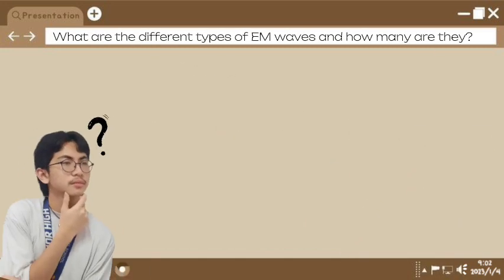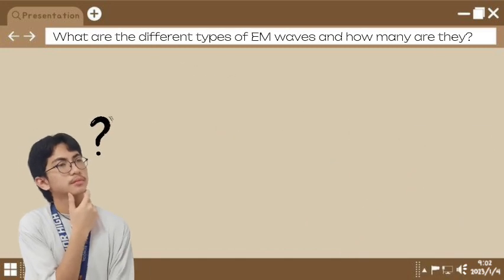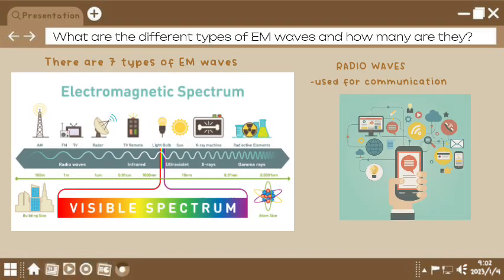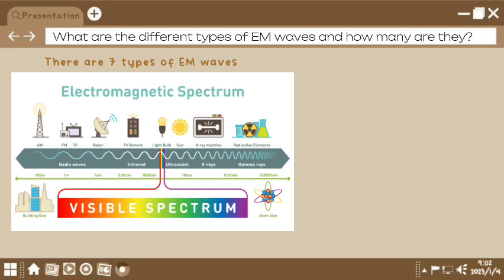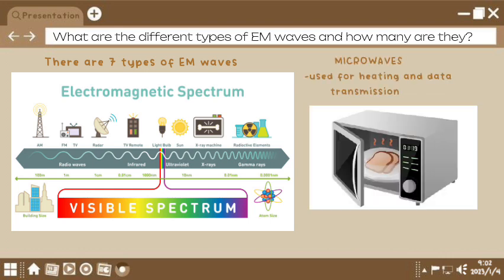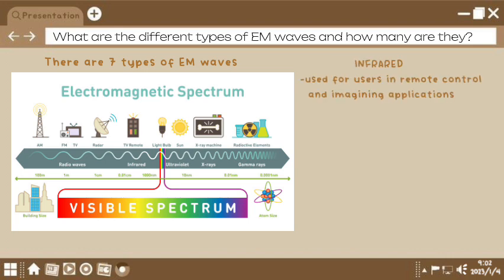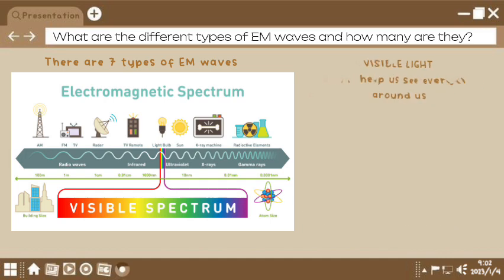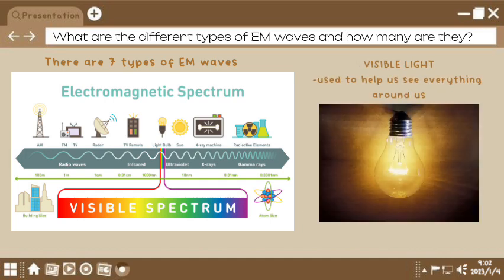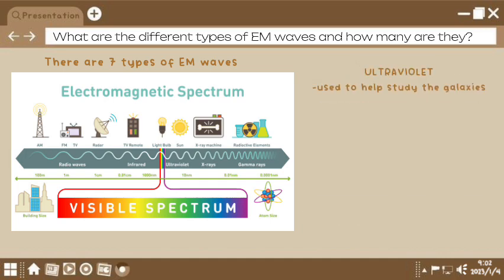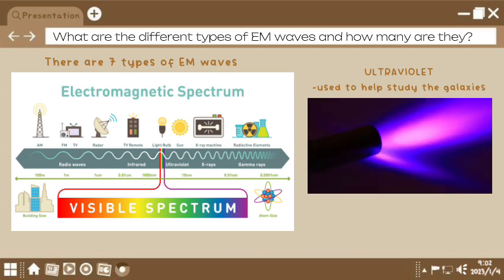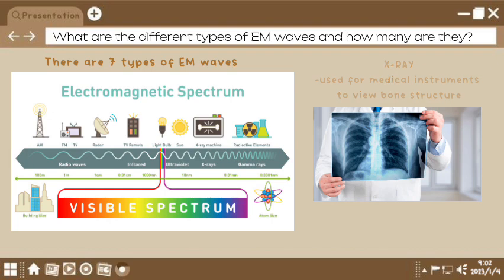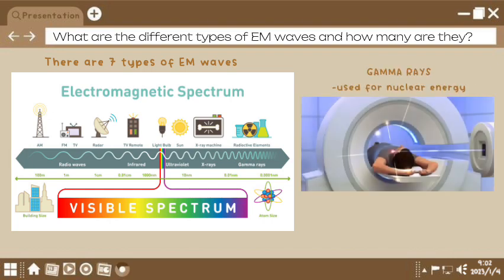What are the different types of EM waves and how many are they? There are 7, and those are: radio waves are used for communication, microwaves are used for heating and data transmission, infrared is used in remote control and imaging applications, visible light is used to help us see everything around us, ultraviolet is used in the study of galaxies, X-ray is used as a medical instrument to view bone structures, and gamma rays are used for nuclear energy.